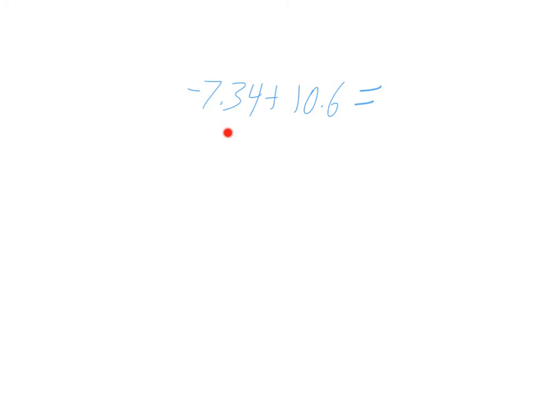The absolute value of negative 7 and 34/100 is 7 and 34/100. This one's going to be 10.6. The 10 is greater than 7, so we know this will have the higher absolute value. My answer is going to be positive. Now, since I have different signs, I actually just need to subtract. When I subtract, I just need to make sure I line up my decimal points.